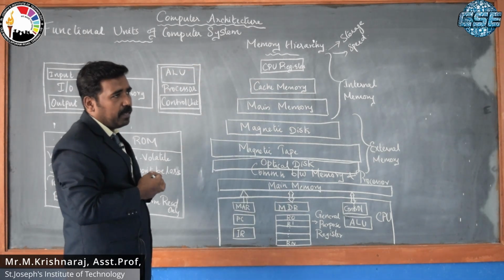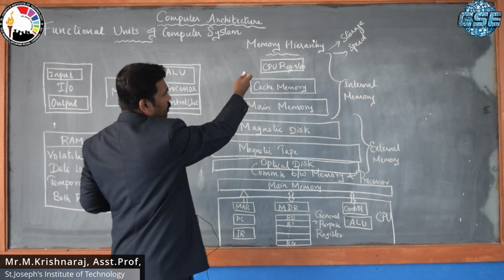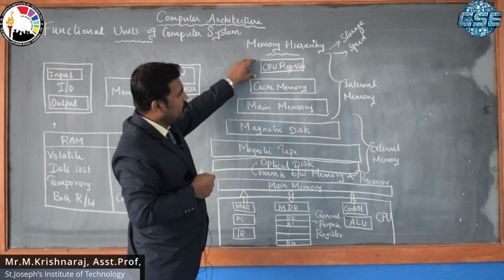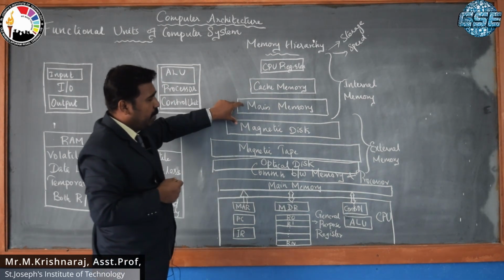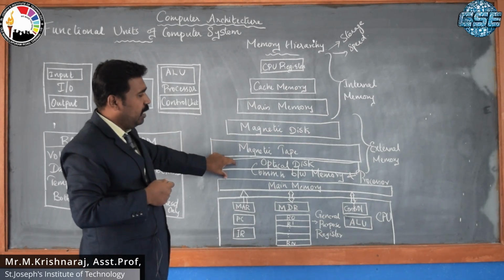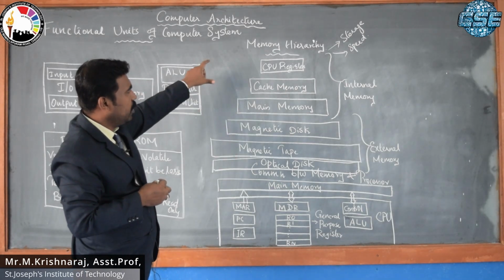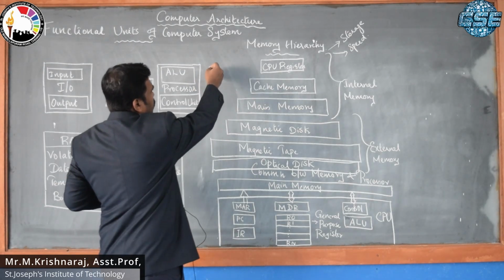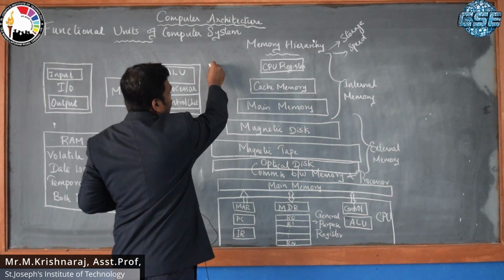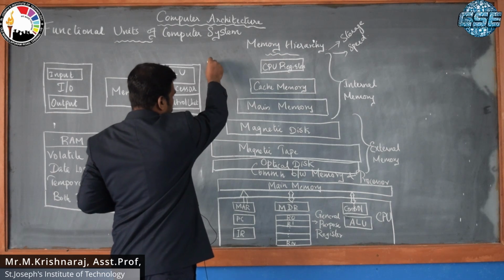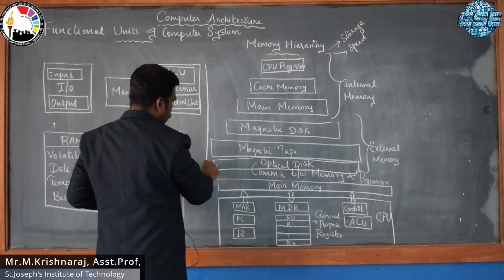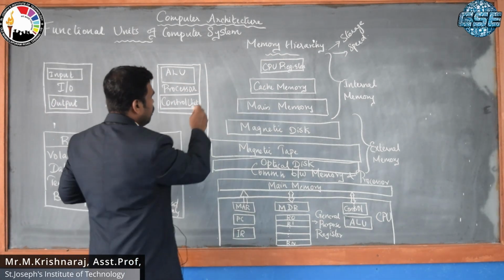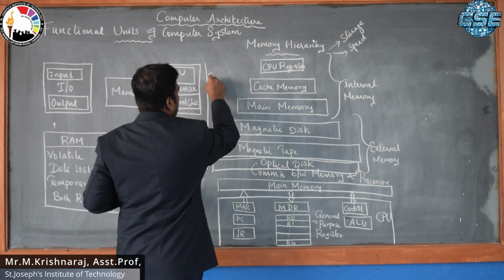When you talk about the storage of this memory hierarchy, we have first CPU register, cache memory, main memory, magnetic disk, magnetic tape, optical disk, etc. The storage capacity of this memory hierarchy increases from top to bottom. Storage increases.